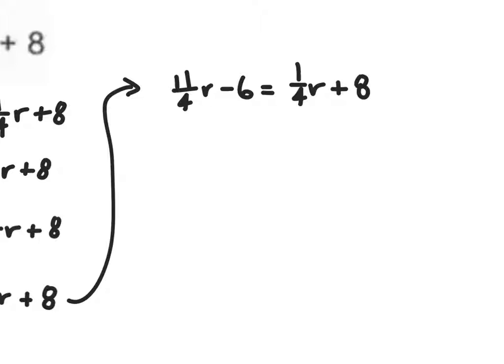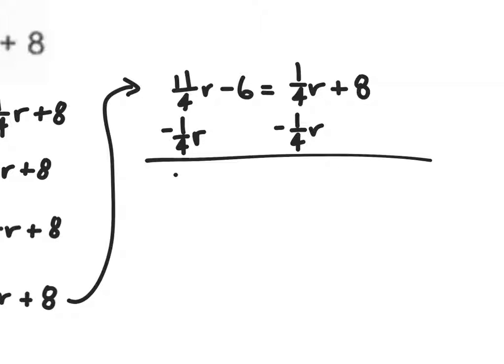Now what I'm going to do to keep everything positive is move my 1/4 r to the other side and then add my 6 to the right side. So first step, to combine my r's, I'm going to subtract 1/4 r from both sides. So minus 1/4 r. And that's going to give me 11/4 minus 1/4 r minus 6 is equal to positive 8.